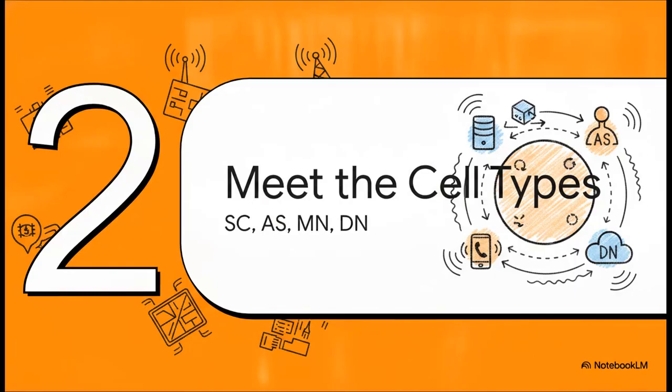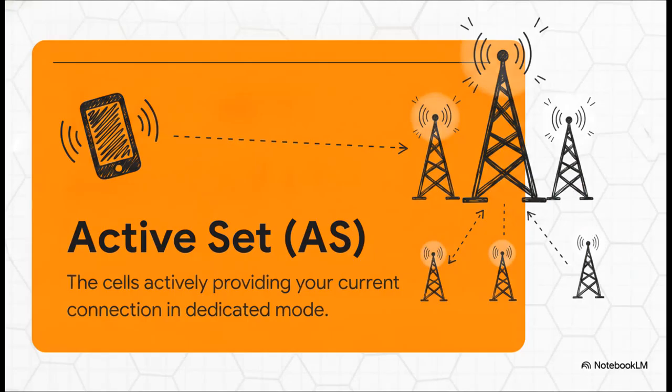Moving right along to Section 2, meet the cell types. Now, it's actually super fascinating how the system defines the different characters, basically the cell towers, that are constantly fighting for your phone's attention. First up, we have the SC, or serving cell. This one handles your phone when it's just chilling in idle mode. But the second you switch to dedicated mode, like you're actually making a call or downloading a file, you rely on the AS, the active set.